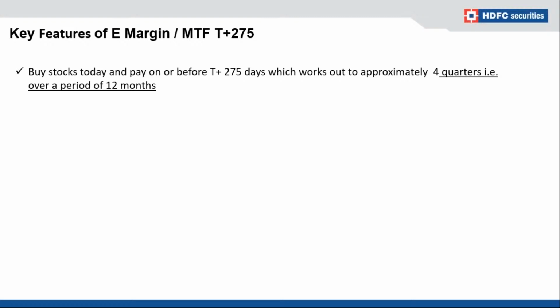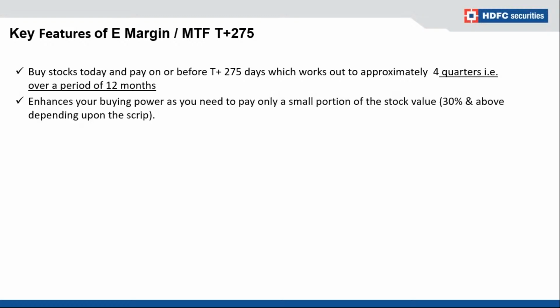So unlike a cash order, you do not have to pay the full order value for the E margin order. You can take the position with a lesser margin amount, with an option to carry the position till a maximum of T plus 275 days or as applicable. In case you do not square off or convert the position to delivery, HDFC Securities will square off that trade on T plus 275 days or as applicable, at the same time after 2:45 p.m. So this is how the process goes.